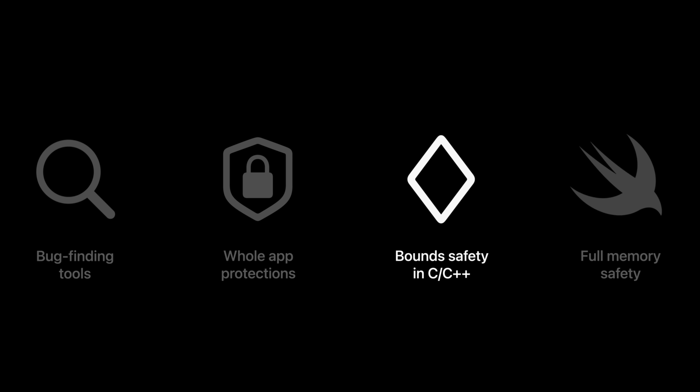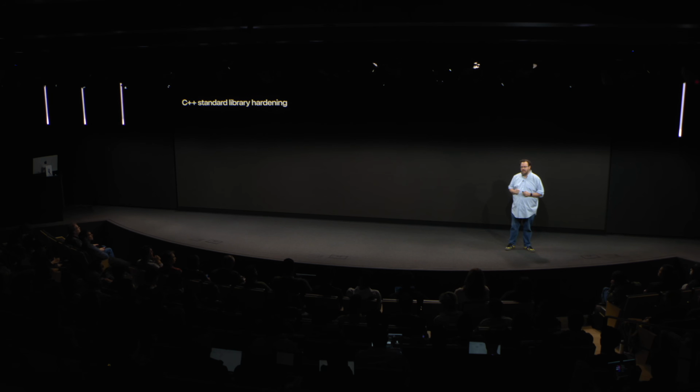Those protections are great, but you need more protection if your app has attack surface written in C-based languages. After adopting whole app protections, apply even stronger approaches for unsafe code bases that process untrusted input. Xcode provides protections for both C and C++. I'll start with C++.